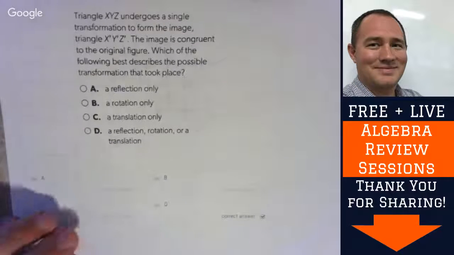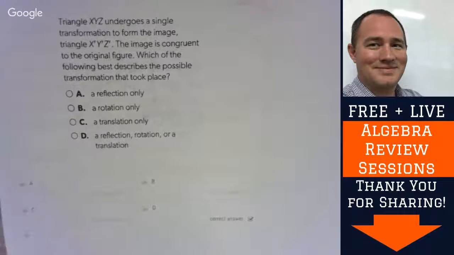Okay, we're back. Let's have a look at this one. So it's telling us the triangle XYZ undergoes a single transformation to form the image XYZ prime. The image is congruent to the original figure, meaning all of the sides are the same length as the corresponding sides of the image and pre-image. There's also all of the corresponding angles are the same measure in degrees. That's what congruent means again. So which of the following best describes possible transformation that took place?